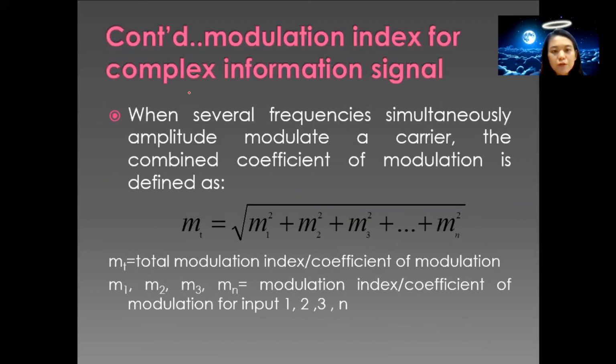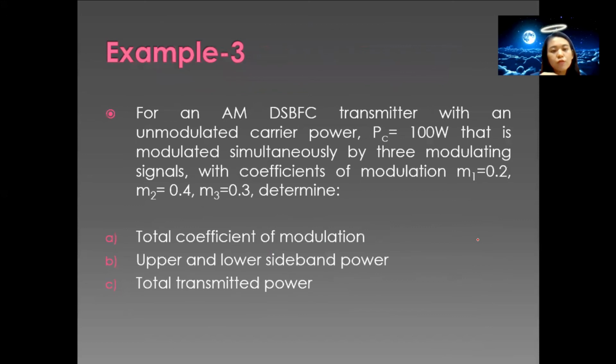Now we go to the modulating index for a complex information signal. Here is the formula. M total is the square root of M1 squared plus M2 squared plus M3 squared, until Mn squared. So we go to example 3. For an AM double sideband full carrier transmitter with an unmodulated carrier power PC equal to 100 watt, that is modulated simultaneously by 3 modulating signals with coefficients of modulation M1 equals 0.2, M2 equals 0.4, and M3 equals 0.3.